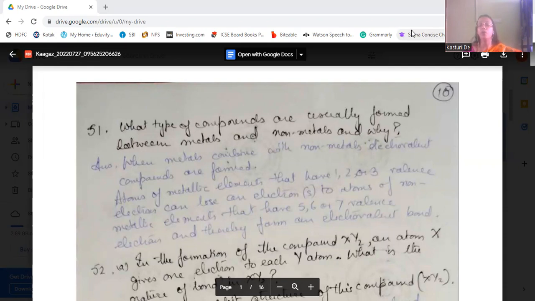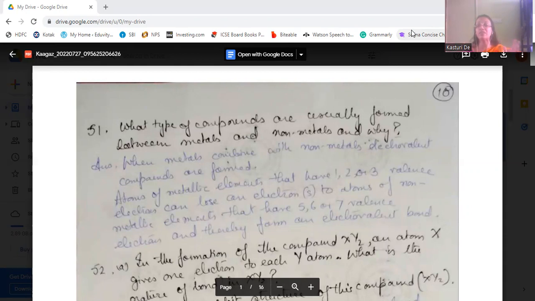See, the compounds which are formed between a metal and a non-metal is an electrovalent compound. Why? Because metals donate electrons. They give away their extra electrons in the valence shell to form the octet. And non-metals take those electrons which are given by the metals, they gain those electrons, to form their octet.